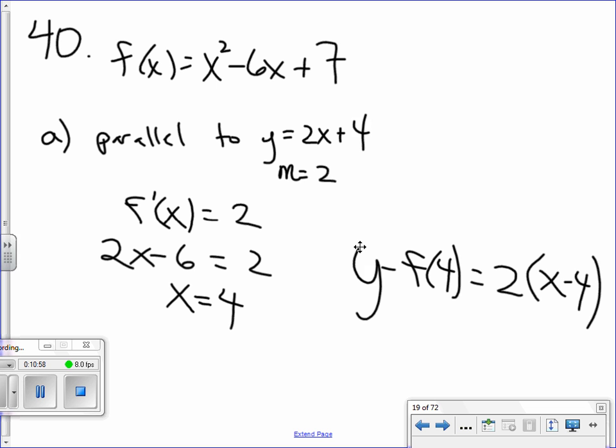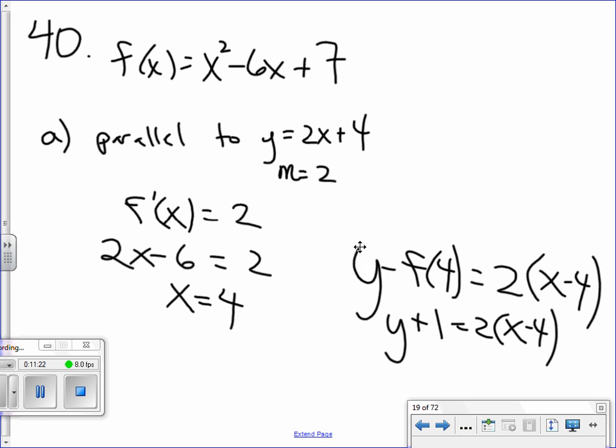So f of 4, if you plug 4 in here, negative 1, because you have 16 minus 24 is negative 8 plus 7 is negative 1. So we have y minus negative 1, so plus 1, equals 2 times x minus 4. Okay.